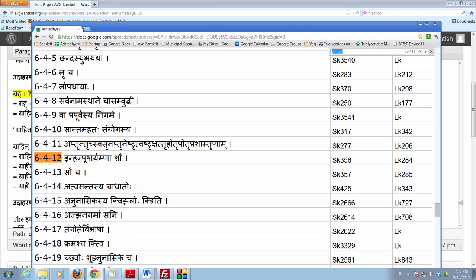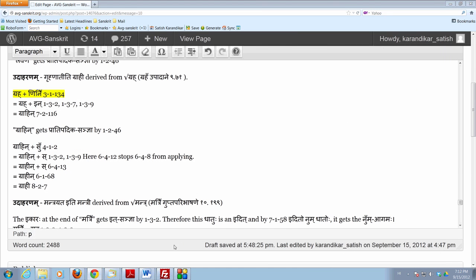648 Sarvanamasthane Chasam Buddhau. But that is stopped by the Niyama Sutram In Han Pusharyam Nam Shau. All this we have studied when we did the Subanta Prakaranam. We're just practicing that now. So if you want to refresh your memory, look at the Sutram 6412.